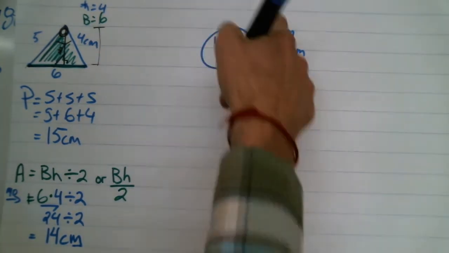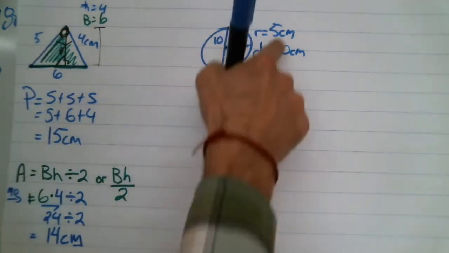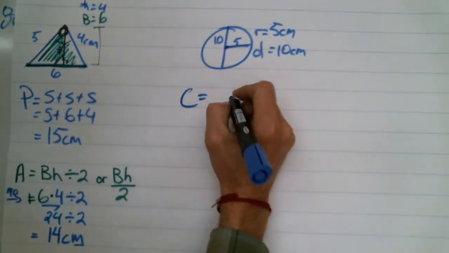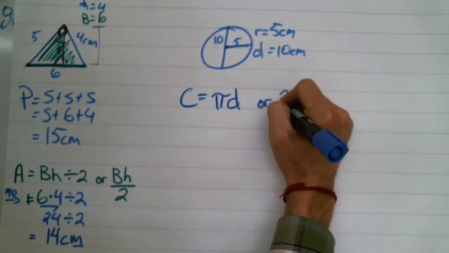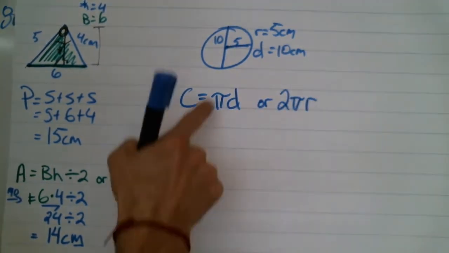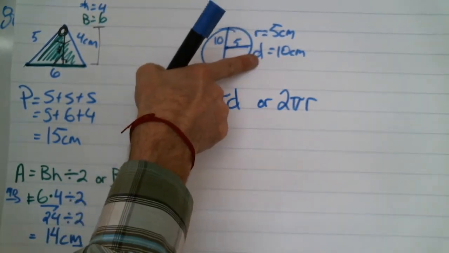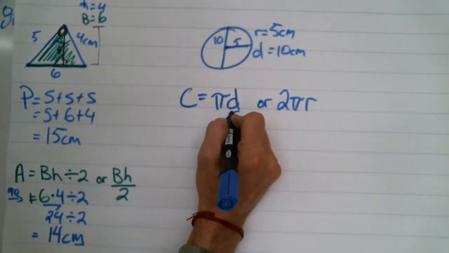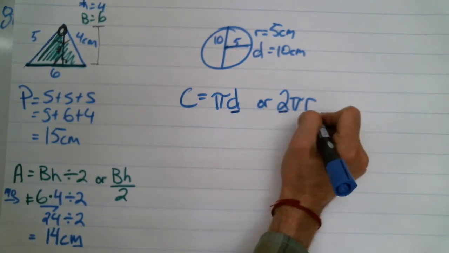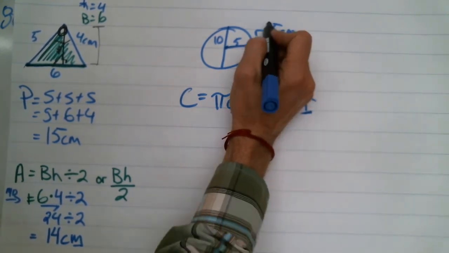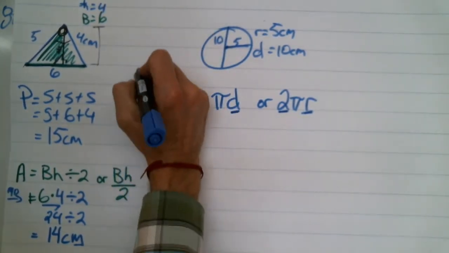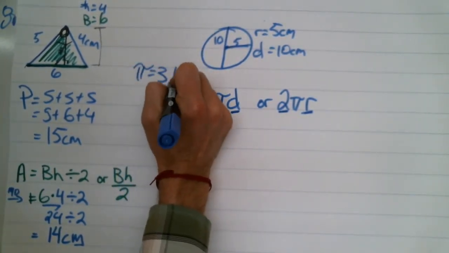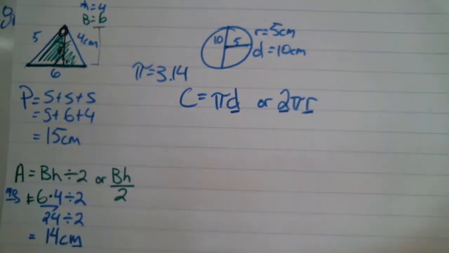So our formulas, we're not talking about perimeter, we're talking about circumference. So circumference is going to be pi times d, or 2 pi r. Remember, the radius is half of the diameter. So if I have d, that's the same as 2 times r. 10, the same as 2 times 5. I know what pi is. Remember, pi is just a representation of the number 3.14. We'll stick with 3.14.